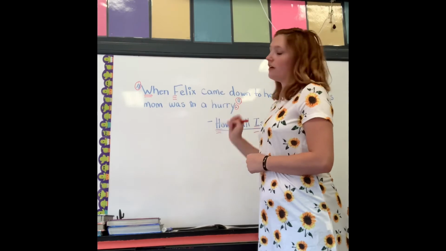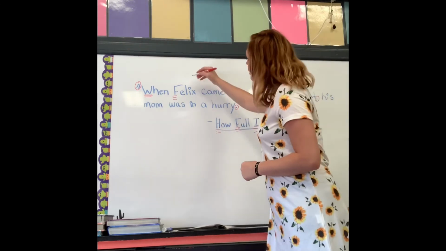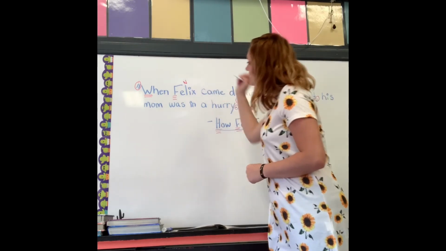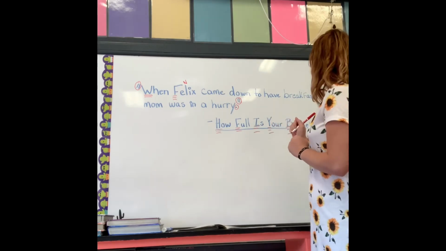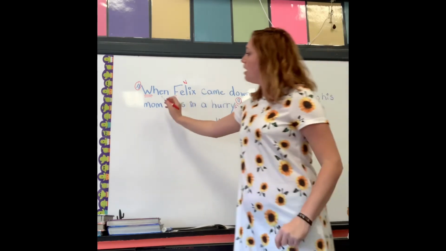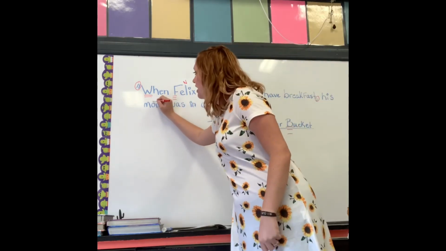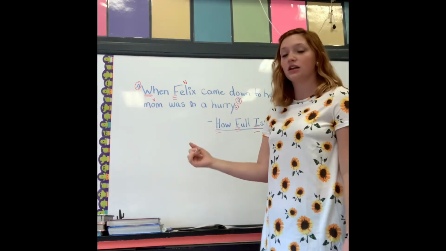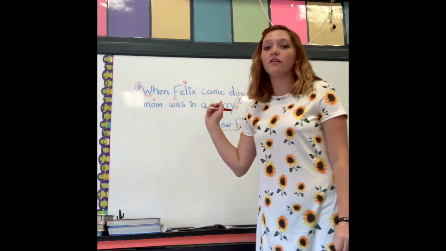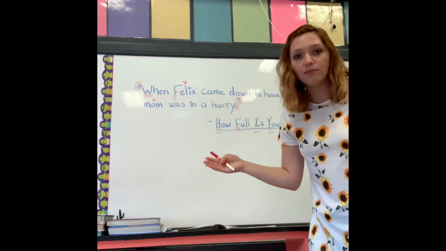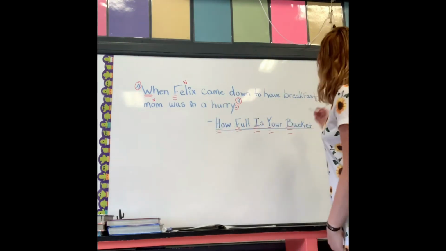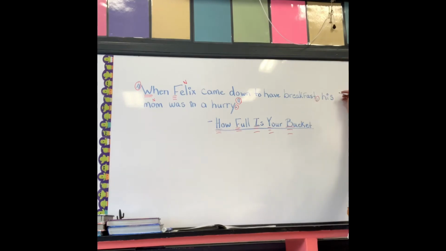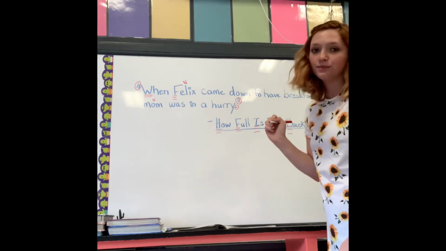First, we know that Felix is a person. So we're going to put a little N above his name because he's a noun. What else? Mom is a noun because that's a person. Mom is a person. So you're going to write a little N above her name. It's not really her name, but it is a person. Also, over here we have the word his. That represents a person as well.